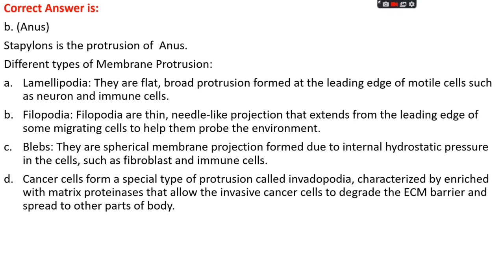Okay. Bleb itself implies it is filled with something like fluid. A bleb is a spherical membrane projection. It occurs due to increased internal hydrostatic pressure in cells such as fibroblasts and immune cells. While in cancer cells we also see a special type of protrusion known as invadopodia, which is characterized by the presence of matrix proteinase enzymes that allow invasive cancer cells to degrade the ECM barrier and spread to other parts of the body.